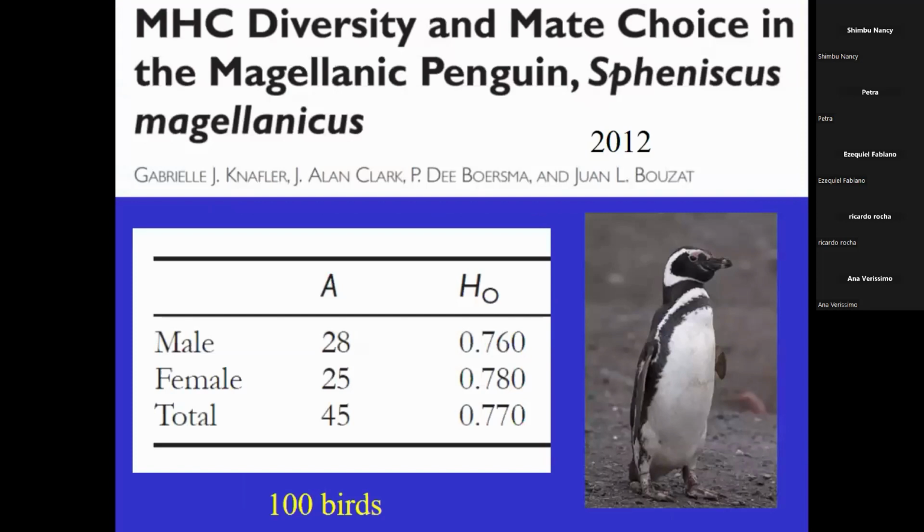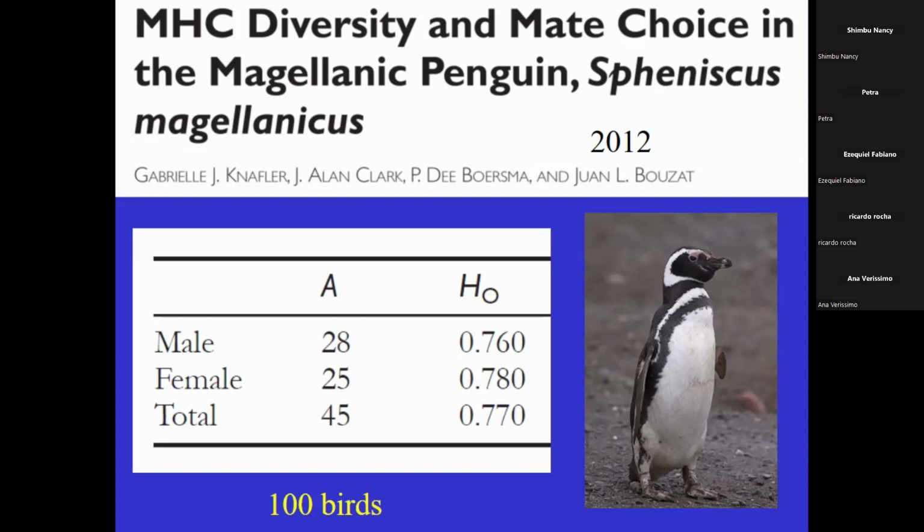So this is one example of penguins that was published about 12 years ago. Looking at one MHC locus, they looked at about 50 males and 50 females. In the 50 males, they found 28 alleles. In the 50 females, they found 25 alleles. In the 100 birds total, there were 45 alleles present.